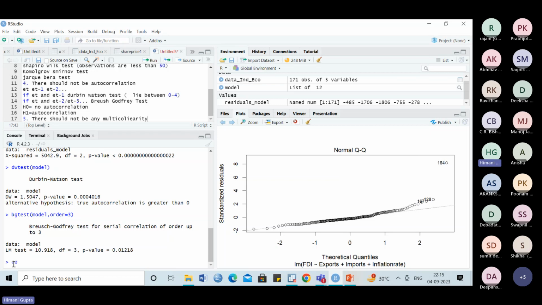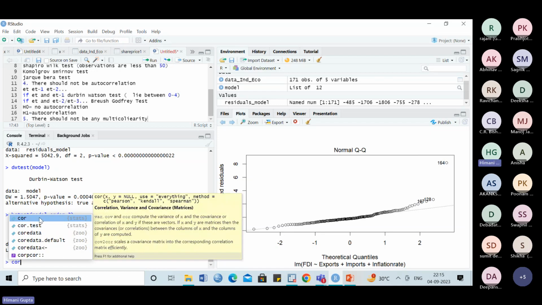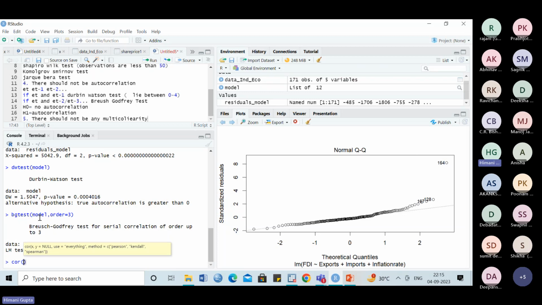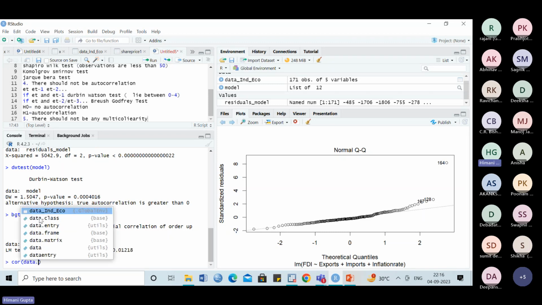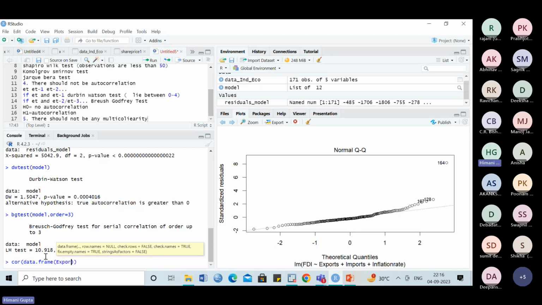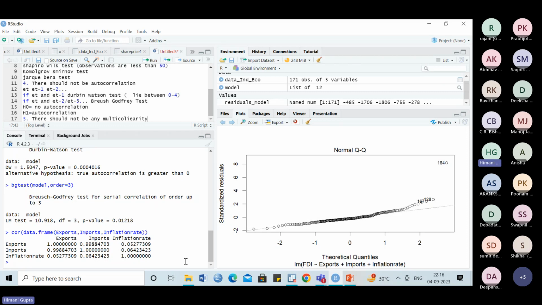So for that, your command will be cor. Now over here, we are not having two independent variables. We are having three independent variables. So if more than two independent variables are there, we are using the command data.frame. So data.frame, your first variable is your exports. Second is your imports. And third is your inflation rate. Now see over here your results.